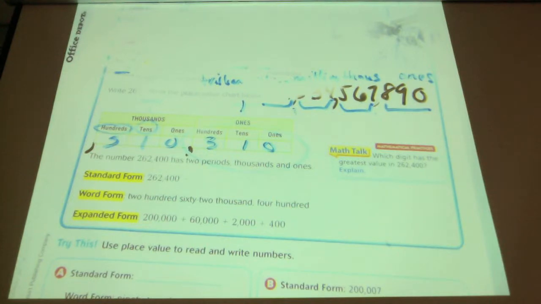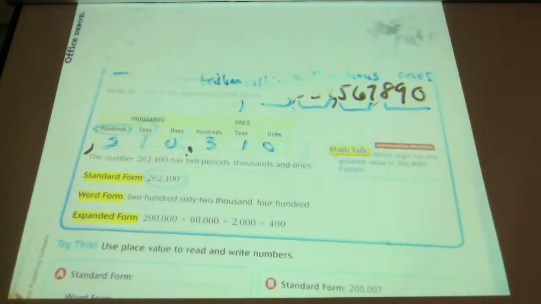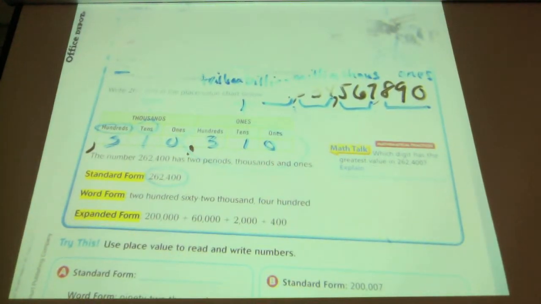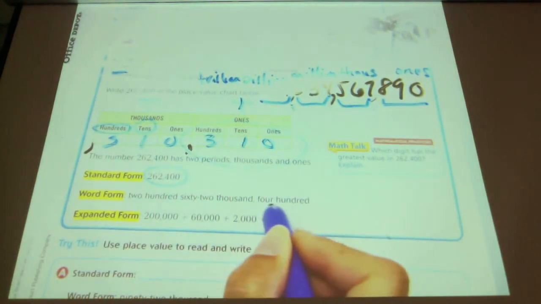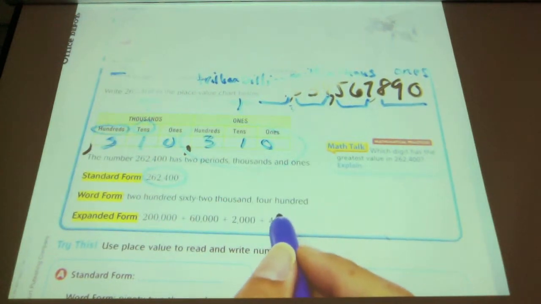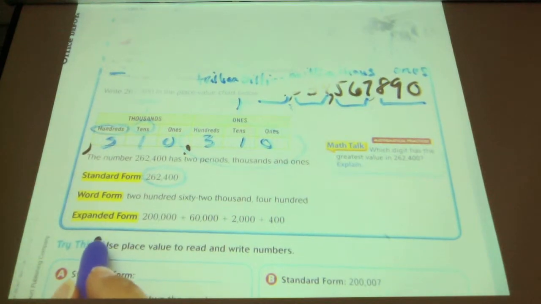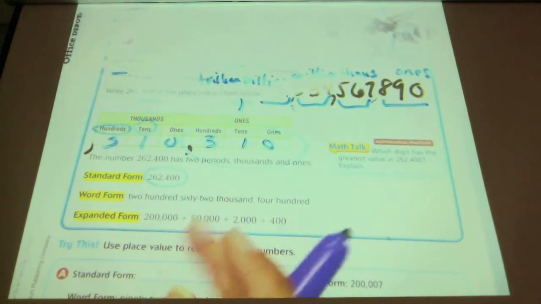We've already done that. Here would be standard form. Standard means typically like usual or normal, and word form is also easy to remember because it's just in words. So if I were writing it out, I would write 262,400. I'm just writing the words that I'm saying. And then the last one is expanded form. If I'm writing an expanded form, let me go ahead and put the number in here because that's what's supposed to be in here.